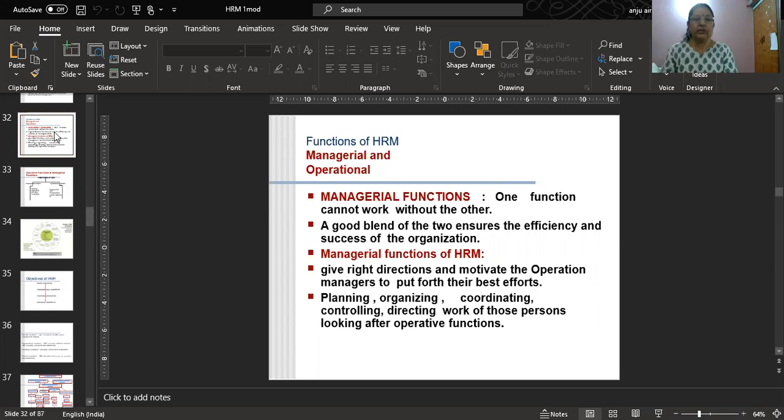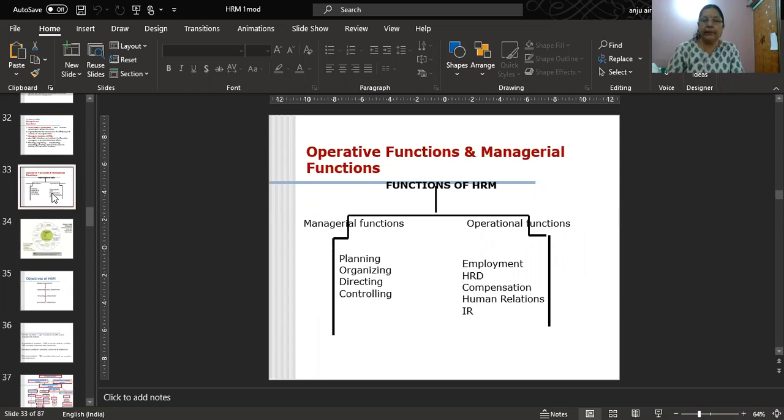Okay, so yesterday's class we were seeing the functions of HRM, that is managerial functions and operational functions. Both should happen together, then only the organization will be successful. Then we saw the primary functions and secondary functions of HR also yesterday. So operative functions and managerial functions are these two.